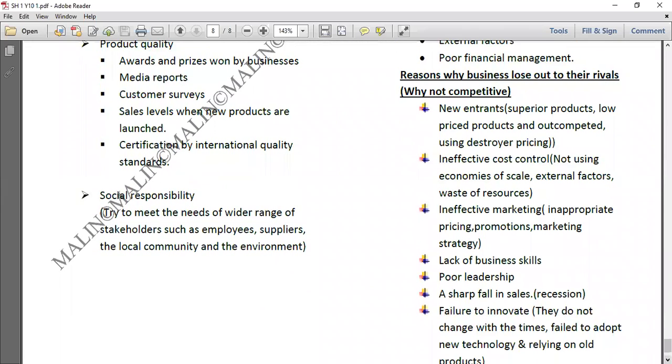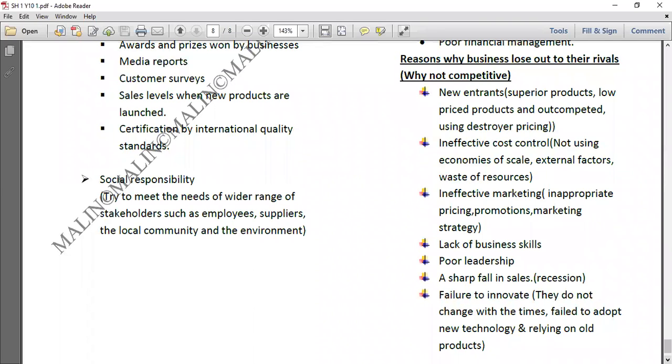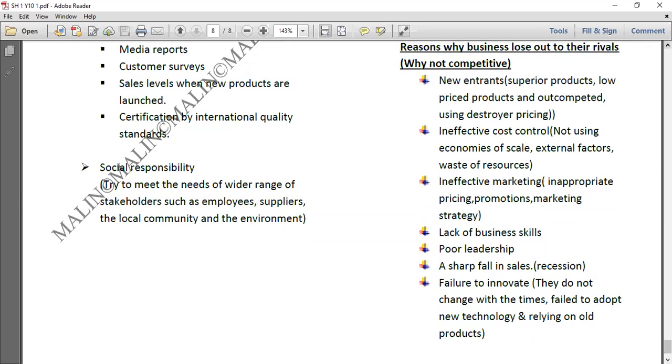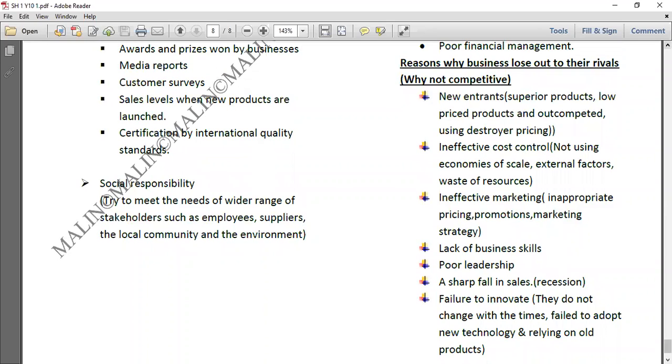We're talking about another 8 factors: new entrants, ineffective cost control, ineffective marketing, lack of business skills, poor leadership, a sharp fall in sales, a recession situation, and failure to innovate. These 7 reasons we are going to discuss today. Under this lesson, you can see why businesses fail due to not becoming competitive.